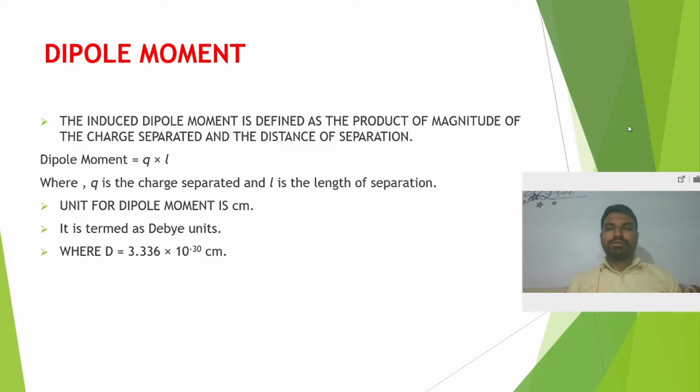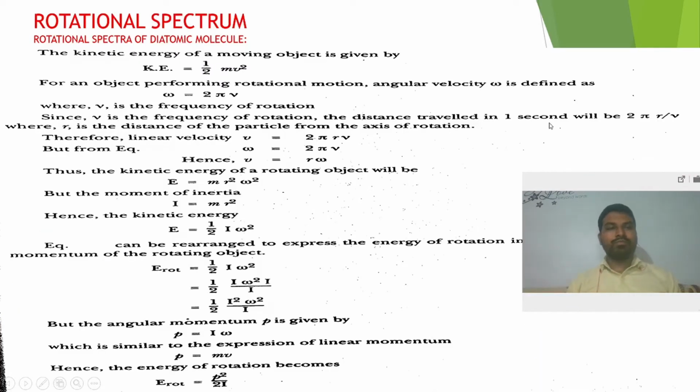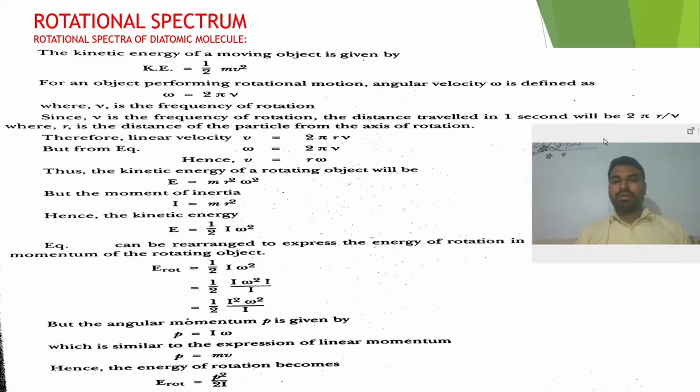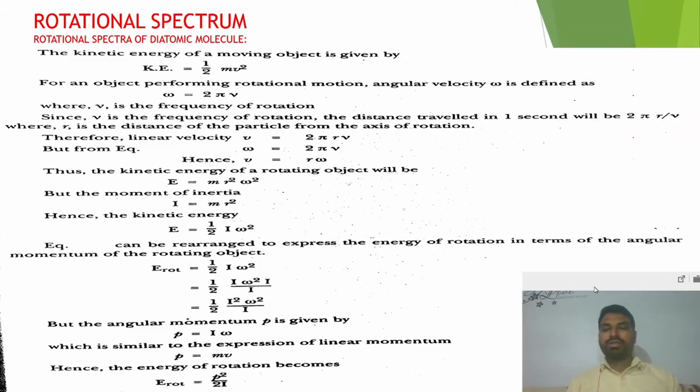Now next is rotational spectrum. It is of diatomic molecule. It is an equation. It is an important equation. The kinetic energy of a moving object is given by KE, that is half m v square.